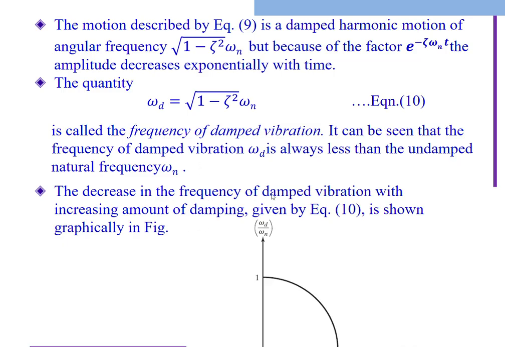The decrease in frequency of the damped vibration with increasing amount of damping, given by equation 10, can be drawn as a diagram like this. If you substitute these frequency values, you can get the ratio of omega d by omega n like this. Up to the maximum damping we can use, damping will be less than 1, that is, zeta will be less than 1. Up to that point, the omega d by omega n ratio can be seen like this. This is regarding the underdamped system.